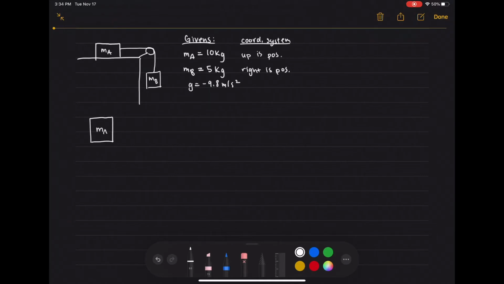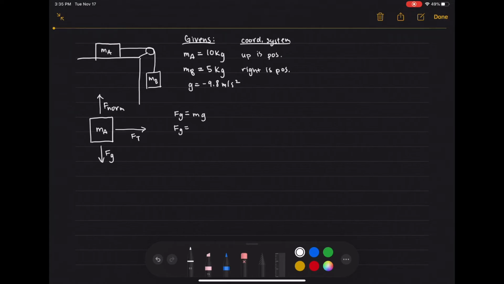The forces acting on block A are the force of gravity, and the F norm, which is the opposite force because it's from the surface it is resting on. The last force is tension from the rope.